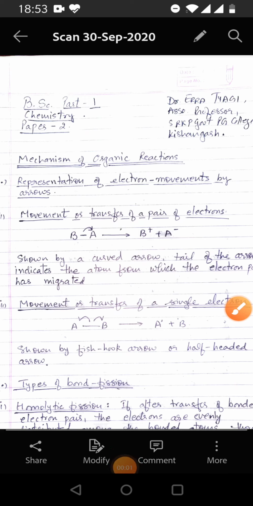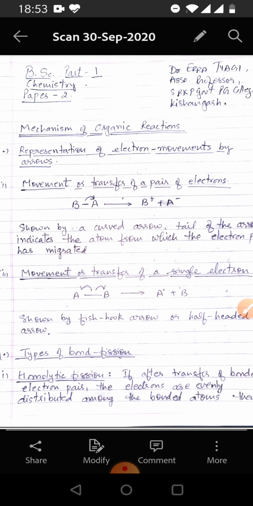Today we start with Organic Chemistry of BSc Part 1. The chapter we are going to study is Mechanism of Organic Reactions. First, let's take some basic things. First topic is representation of electron movement by arrows.